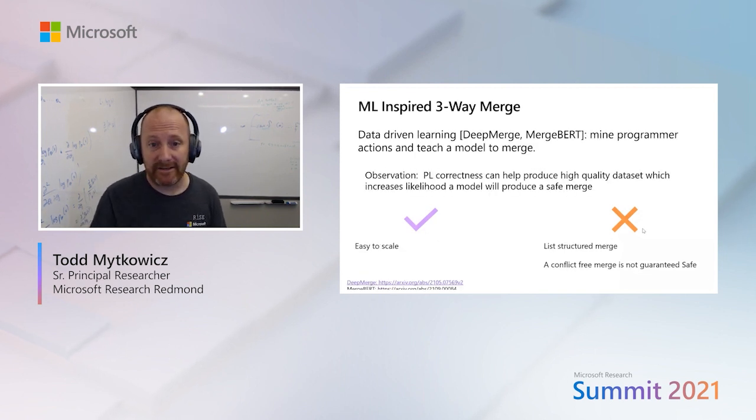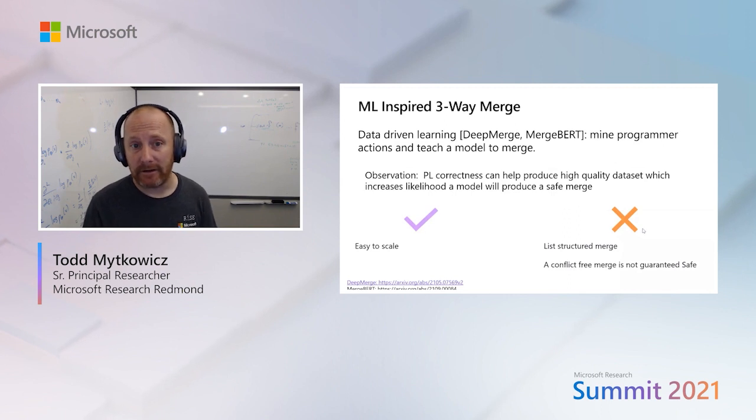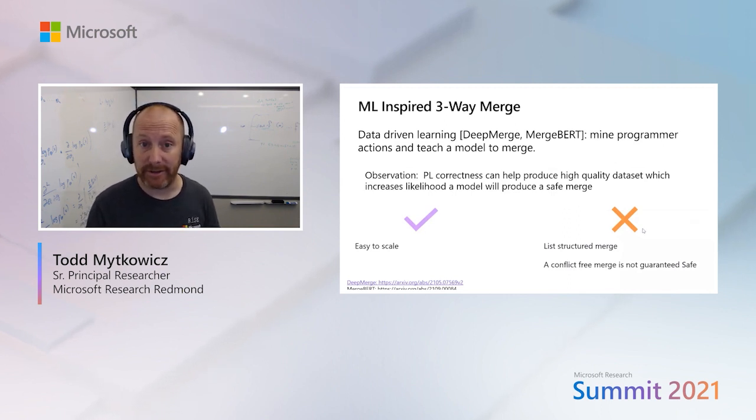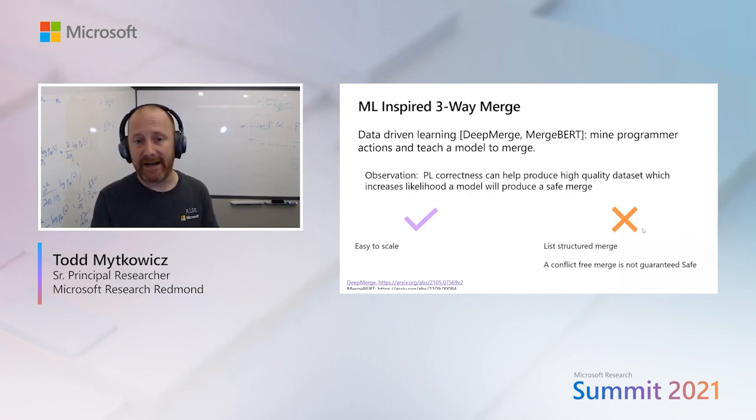So some of my colleagues and I have been working for a while now on a machine learning inspired approach to a three-way merge. We call this a data-driven approach, where we go off and mine programmer actions. We go off to Git and find places where people do a resolution. We extract a big data set, and then we teach a model using machine learning to merge two programs.